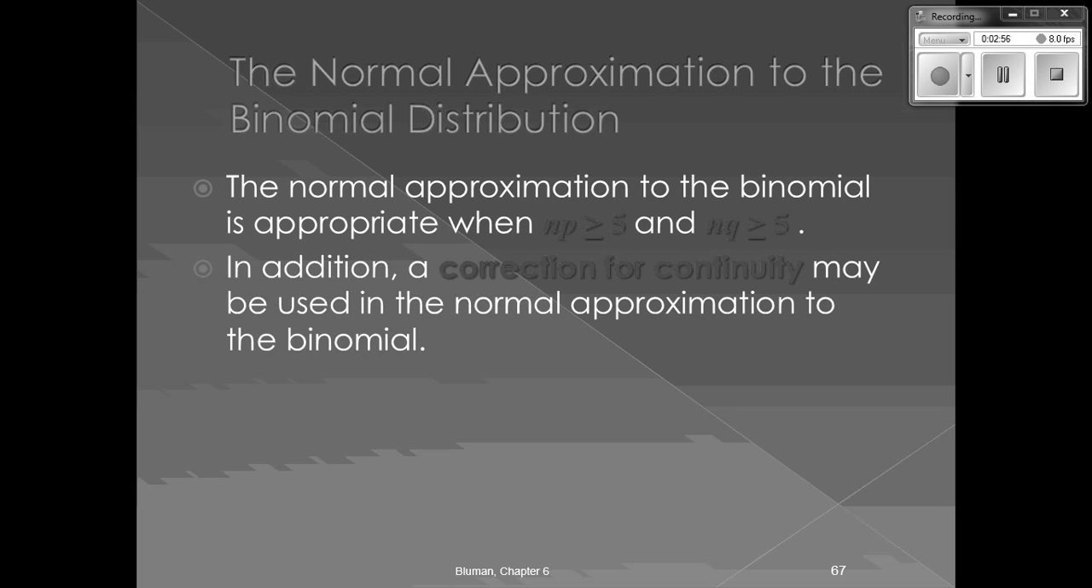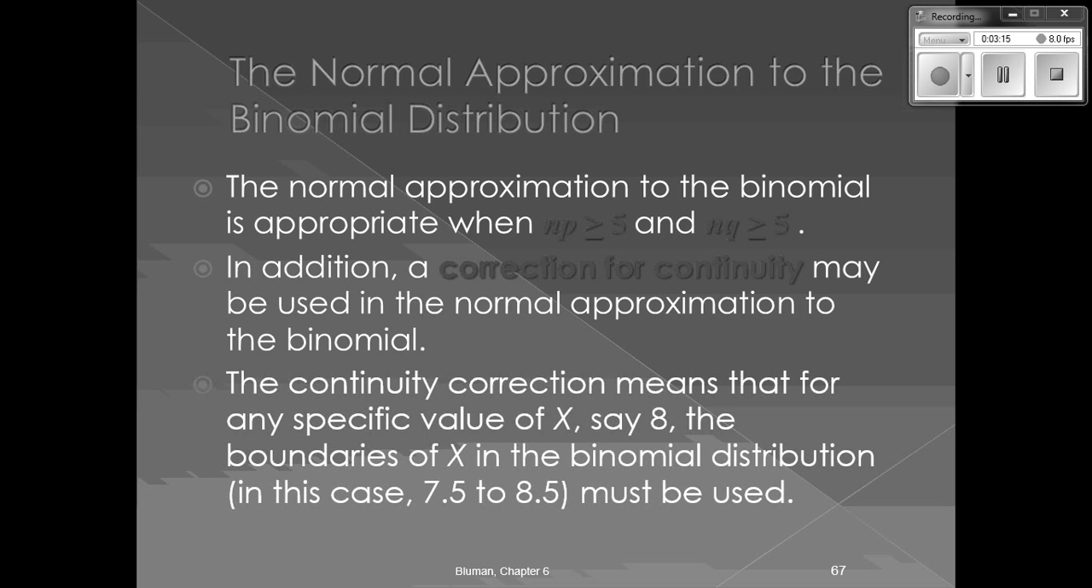They're not decimals. But the normal distribution is continuous. There are no gaps in your bell-shaped curve. Because of that, we have to do something called a correction for continuity. What that correction does is add and subtract a half onto each number. So if you're looking for the number 8, you're actually looking for anywhere from 7.5 to 8.5. We're going to show you how to use that.